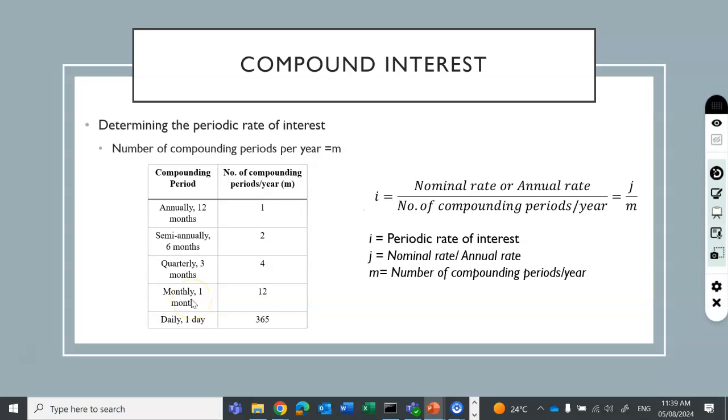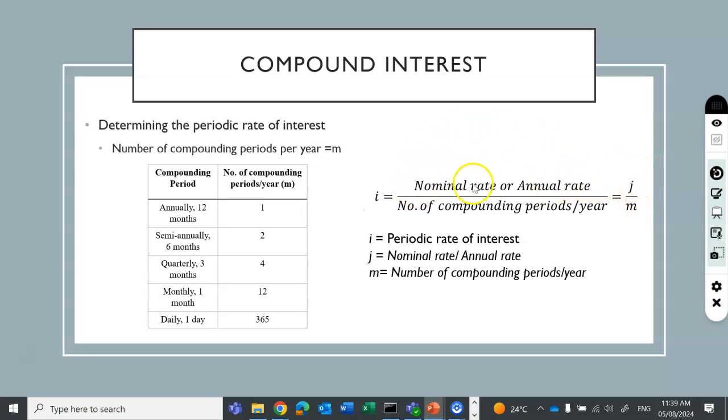Monthly means 12 times in a year, so it will be equal to 12. Daily is 365 times in a year. Right, so the number of compounding periods per year, we denote as M. And the annual rate or nominal rate of interest, we denote by J.